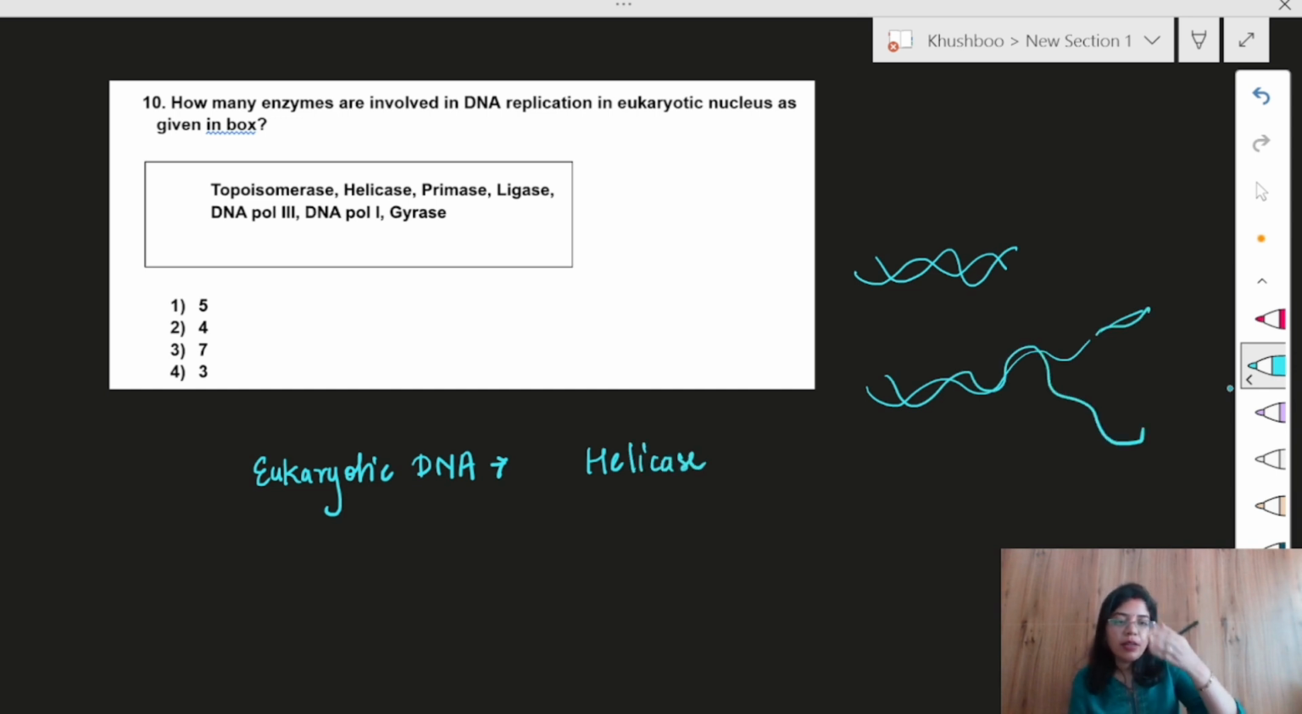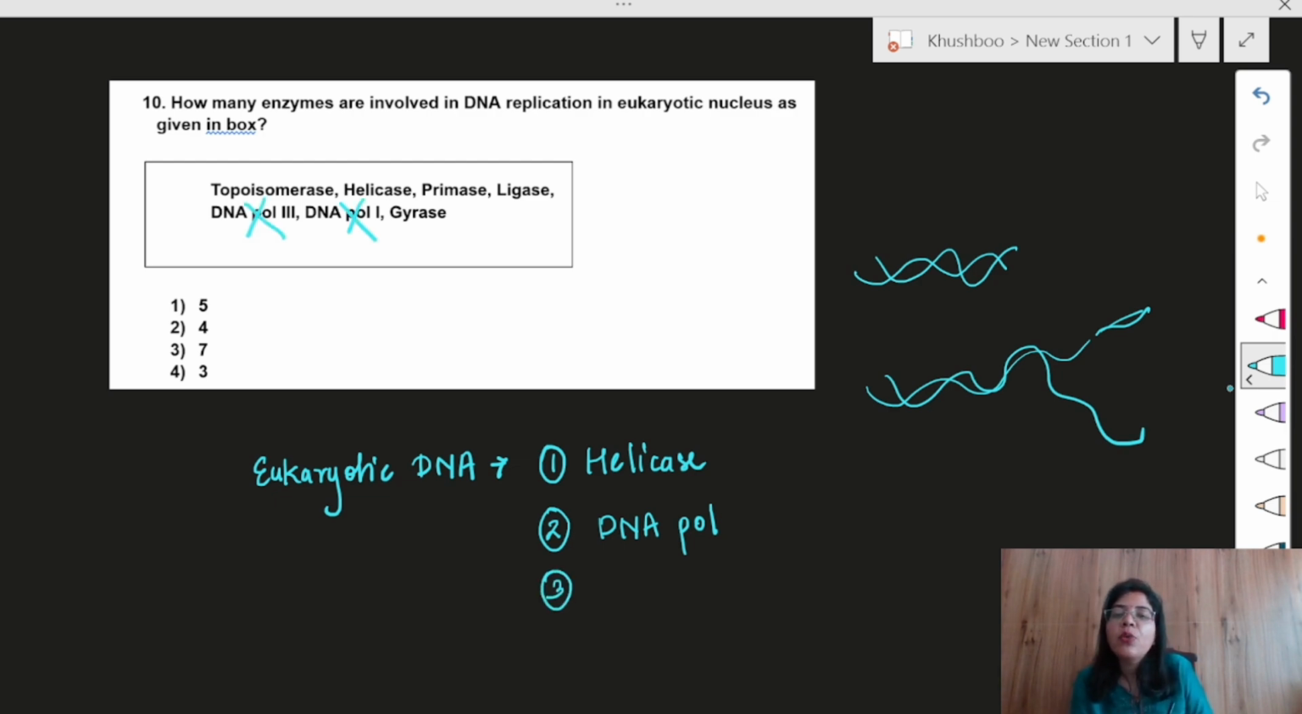It actually breaks the hydrogen bonds and it unzips it, right? So helicase is required. Okay, no problem in this. Then you require DNA polymerase for making, you can say, DNA. But DNA polymerase 1, 3, and 2, they are not a part of eukaryotic DNA replication. They are prokaryotic in nature. That's why DNA pol 3 and 1 I am cutting here, right?